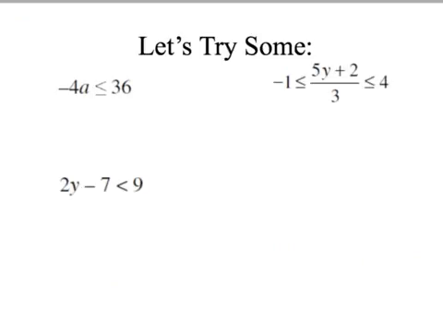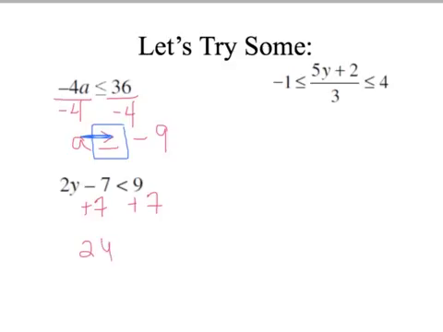I'm going to work through 3 more examples with you. For the first one here, we're going to divide each side by negative 4. Because I divided by a negative, we're going to flip the sign, and we're going to end up with a is greater than or equal to negative 9. On a number line, we would have a bracket at negative 9 and then shaded to the right. Remember, the inequality symbol, if you think about it as an arrow, points in the direction that you need to shade.